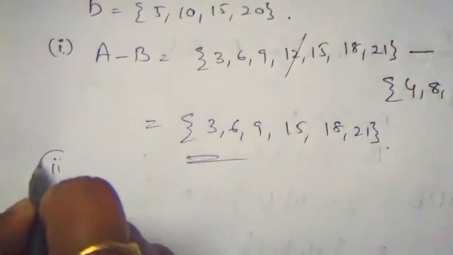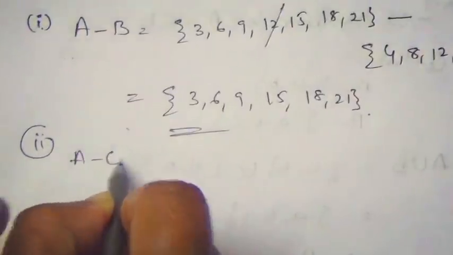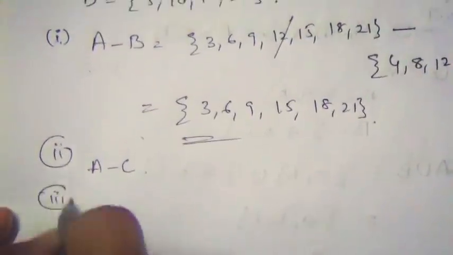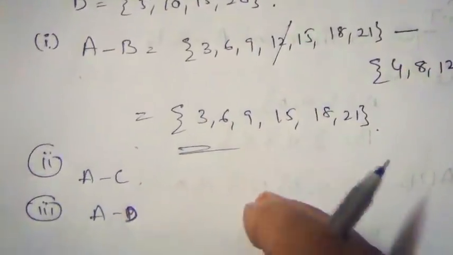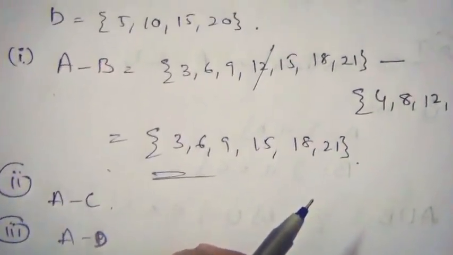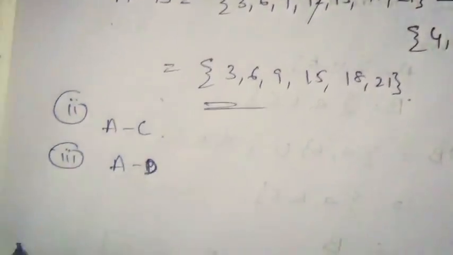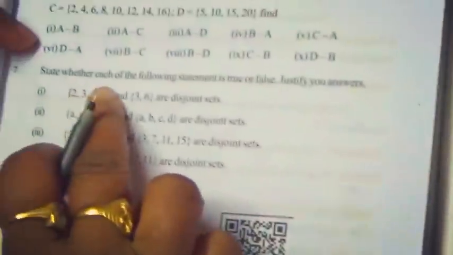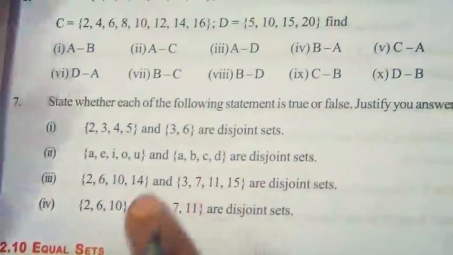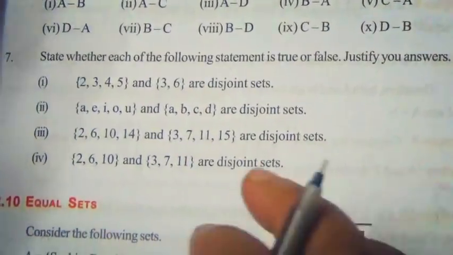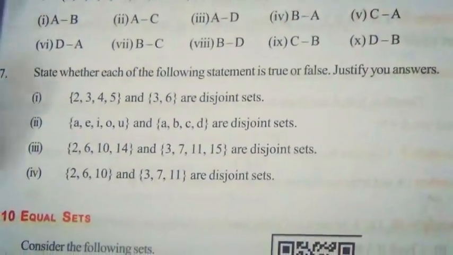Just like that, you just do all the sums in this. Okay, A minus B. Finally, you will get one answer. You just comment it in my comment box. Okay, now we entered into the 7th sum. State whether each of the following statements is true or false. Justify your answer. You have to write true or false, and also you have to write the justification for this problem.